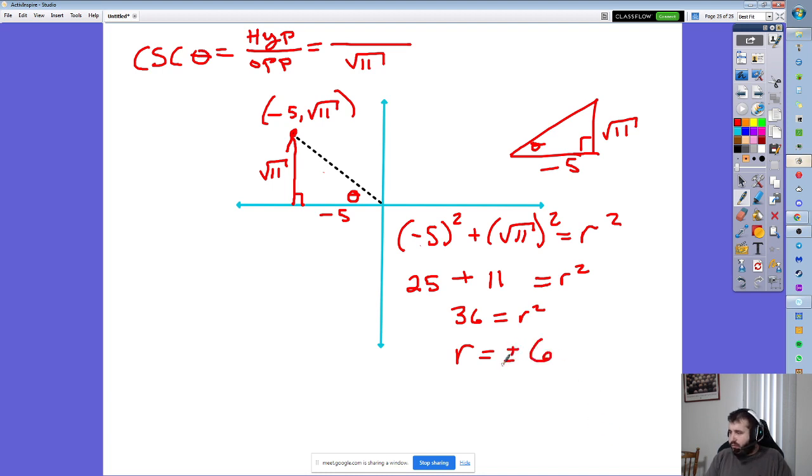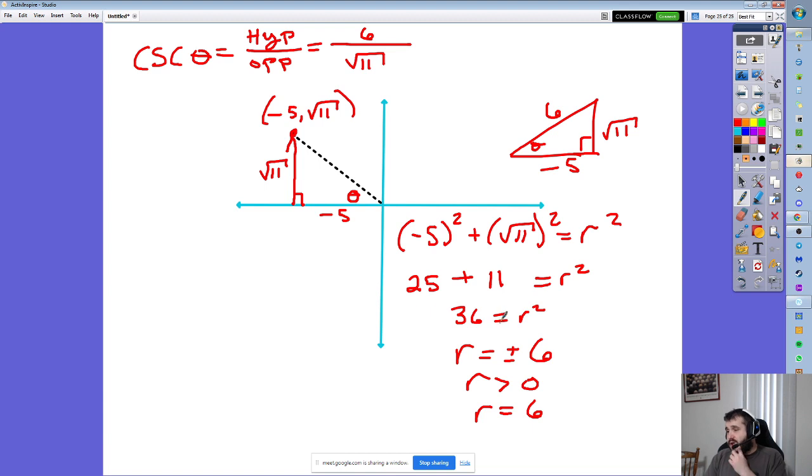And you know that the radius is always positive, so you don't need to account for the fact that it's negative. Radius is always positive. So the radius is just the number 6. So now look, I know what the hypotenuse is. It's that.